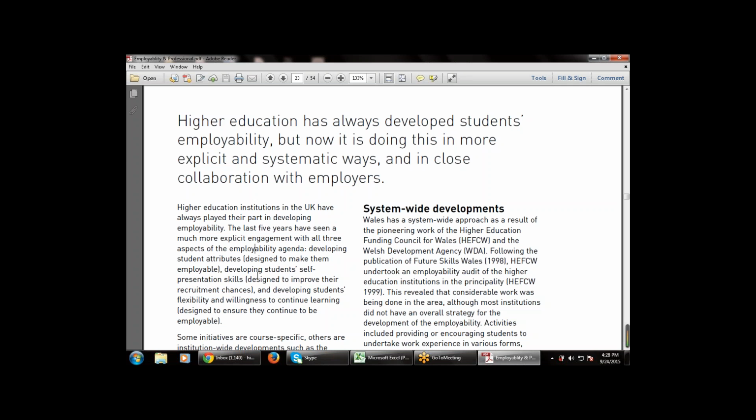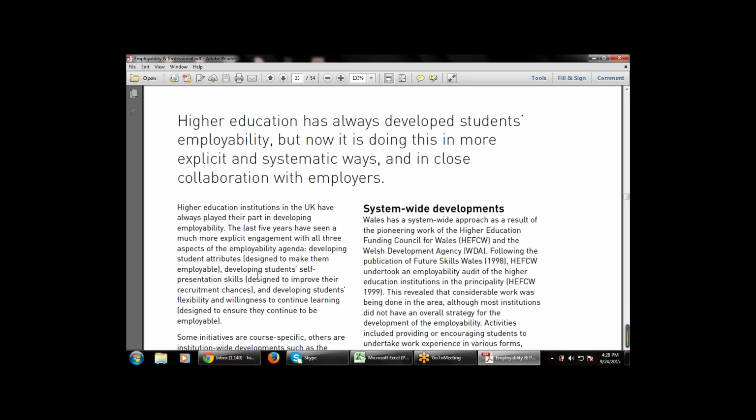What are the three aspects? First of all, developing the student attributes that are designed to make them employable. Then developing the student self presentation skills that are designed to improve their recruitment chances. The student attributes are the characteristics and features that make the personality of the student employable.